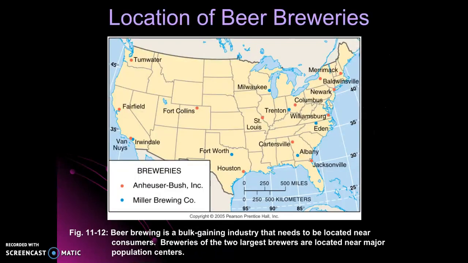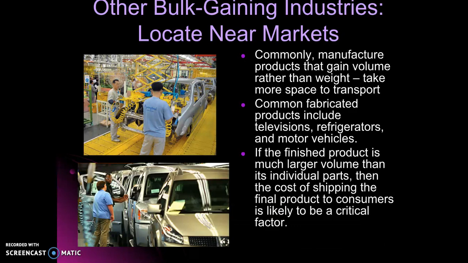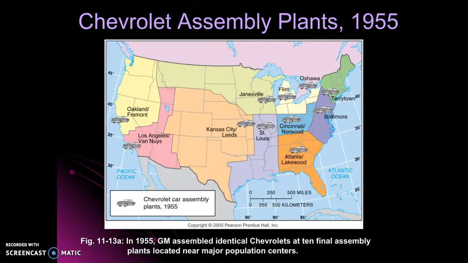Other examples of bulk gaining would be car assembly, any type of real large appliances like refrigerators, and even big televisions and such. Cars, you can see that they gain weight during the process. If you look at the Chevy assembly plants in 1955, you can see that all of them were strategically located close to major markets. That way they can move in all of their components, turn them into a finished product, and assemble them.